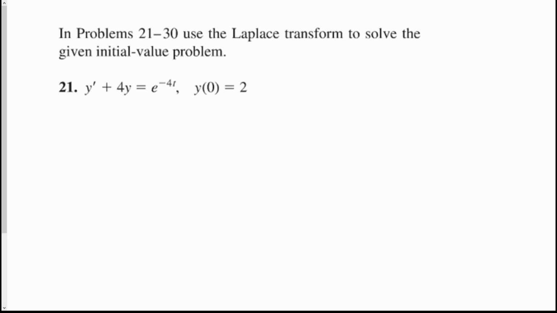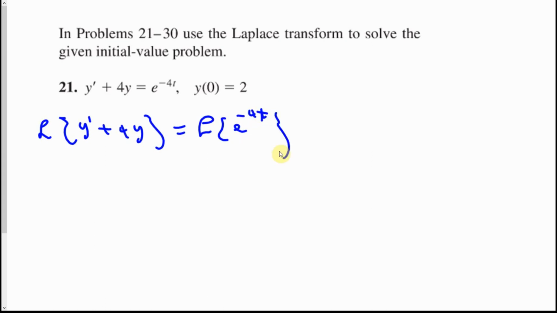Okay, so this problem we want to solve using Laplace transforms. You can solve it from a previous method, and you get the same thing. Pretty neat to look at, to compare both. So we take the Laplace transform of y prime plus 4y, and that's equal to the Laplace transform of e to the -4t. Just take the Laplace transform on both sides.